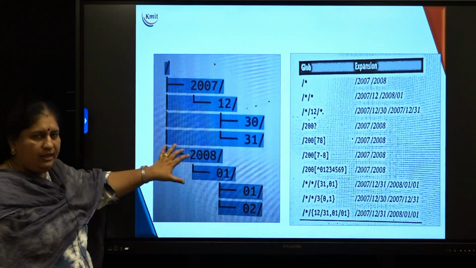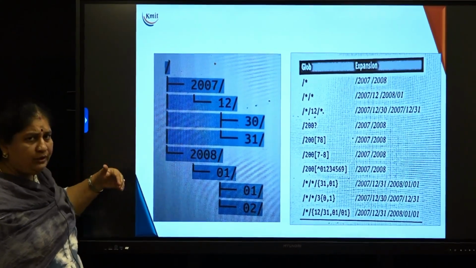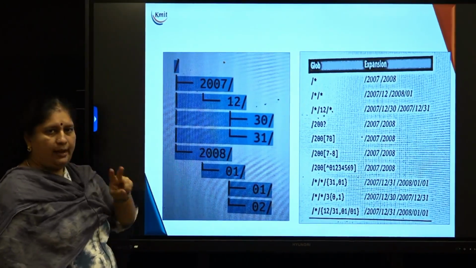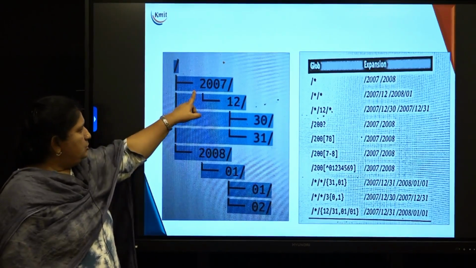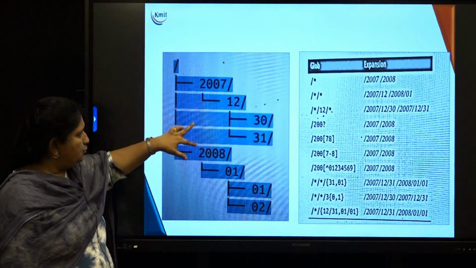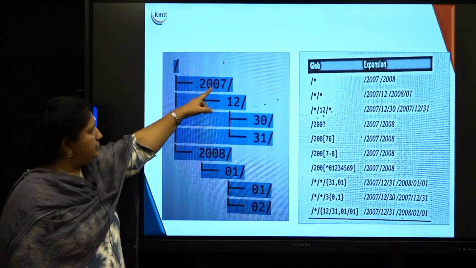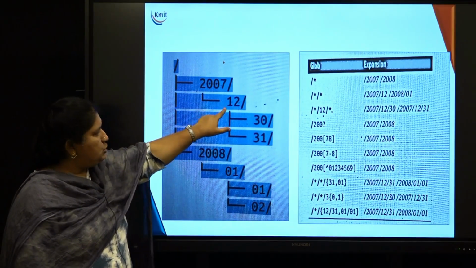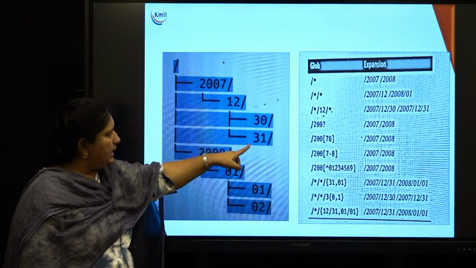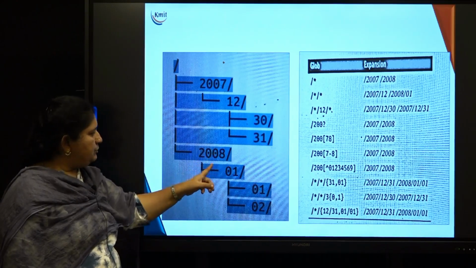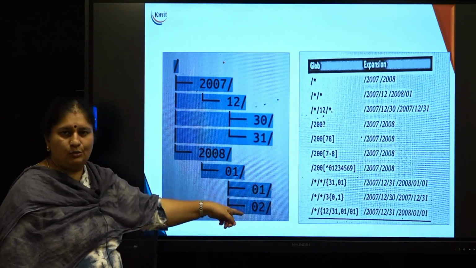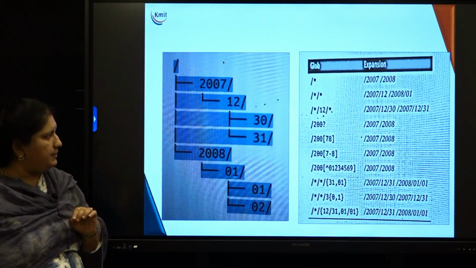Just see the directory architecture or the folders we have. This is the root. Under the root I have two folders, 2007, 2008. There are two folders. Under 2007 I have 12, one folder in which I have two subfolders 30 and 31. Under 2008 I have a folder 01. Under this again I have 01, 02. This is the folder architecture for example.